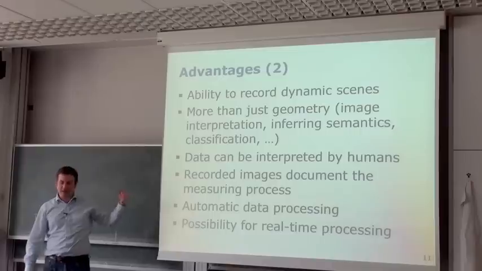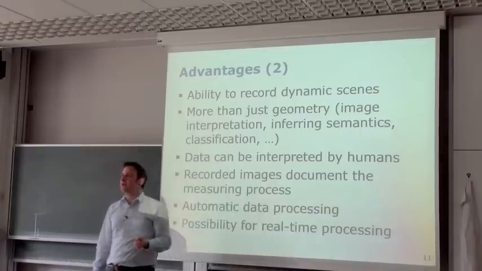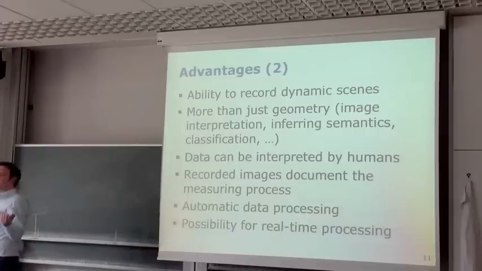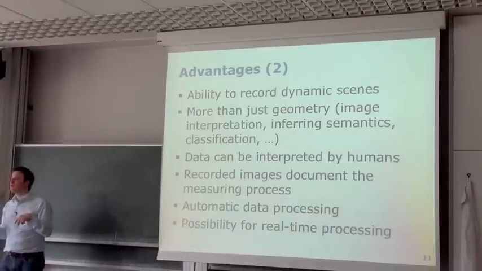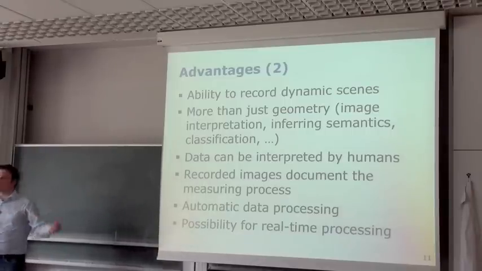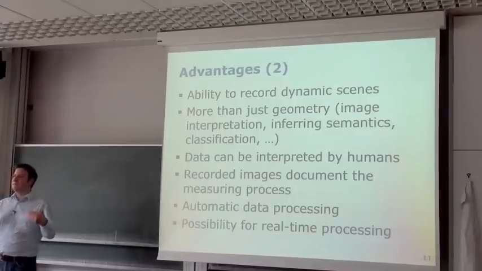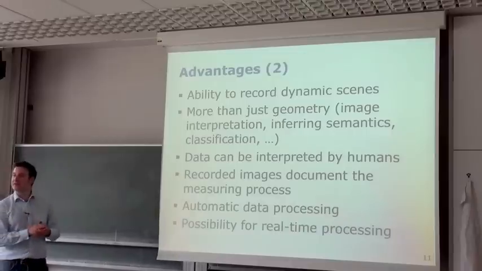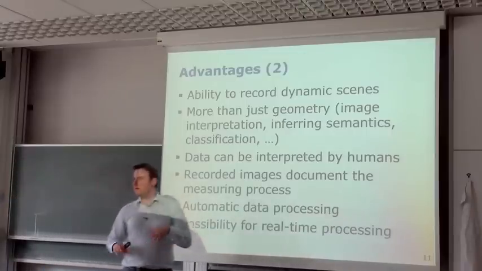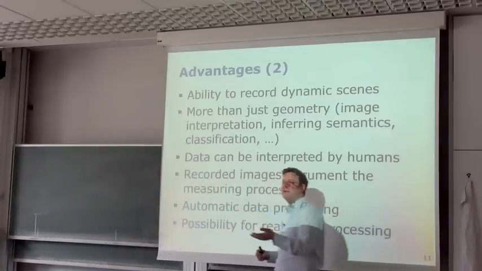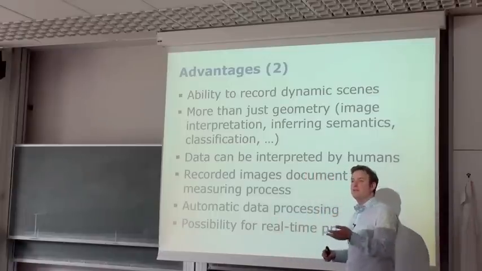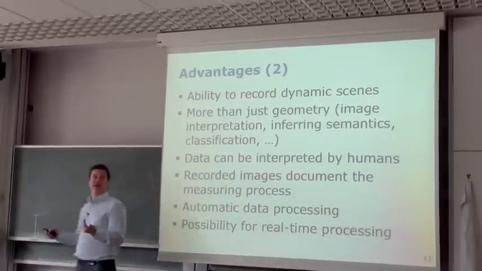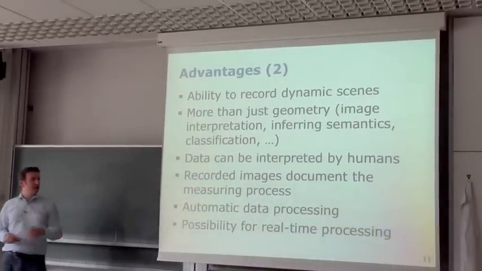Also, the images themselves document the measurement process. By taking multiple images and, for example, doing a 3D reconstruction of the scene, I can always go back to the original images. And if I made a mistake, for example in the alignment of the images, I can go back to the original data and reprocess it. This is a big advantage, especially if it's very hard to obtain the data, or I have only one chance to obtain it, and maybe I made a mistake in the measuring process. I can often recover that by going back to the original images.